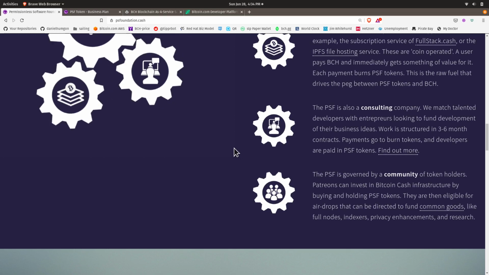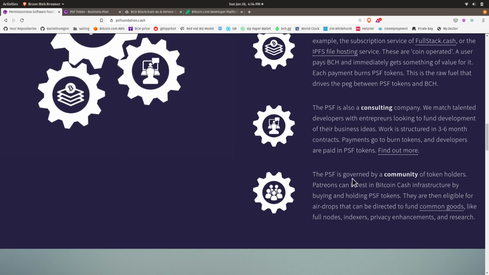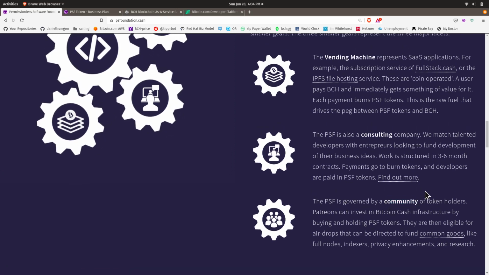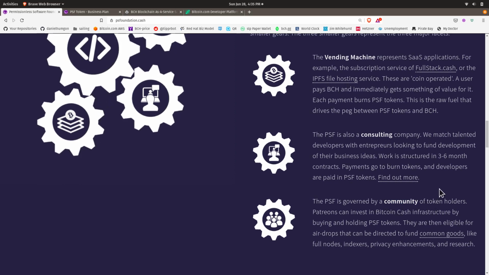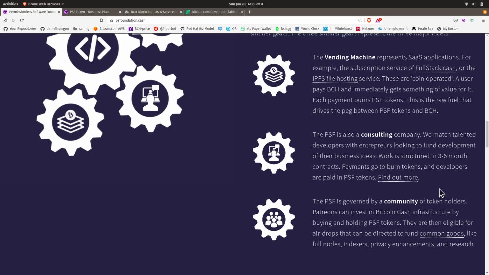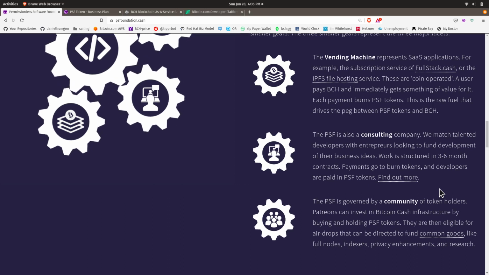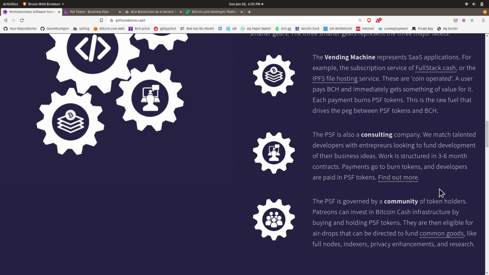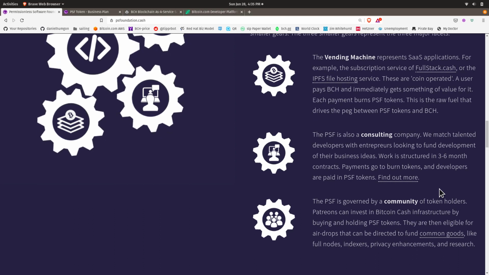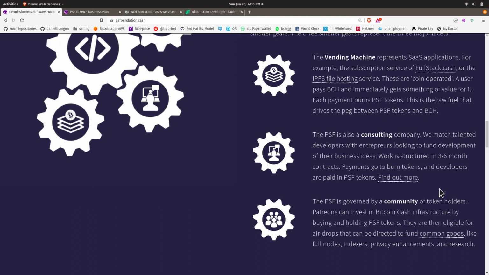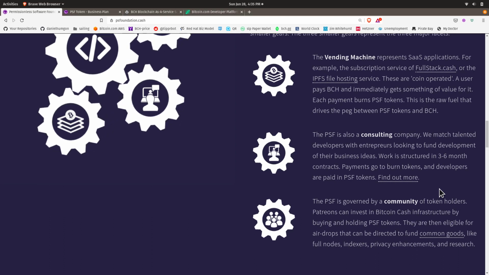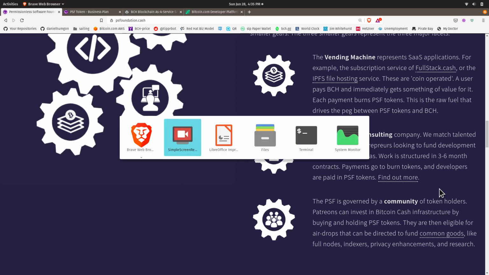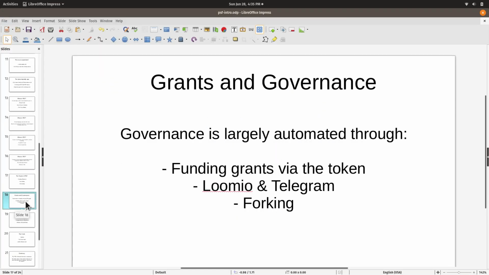The third aspect here is the community, and this is where the governance comes in, and I'm going to talk about that more in a minute. But people who hold the PSF token, every 3 months, every quarter, will get an airdrop of a funding token, a different type of token that they can use to fund grants. And this is a big part of the governance mechanism, and I'll go into that next, I think.